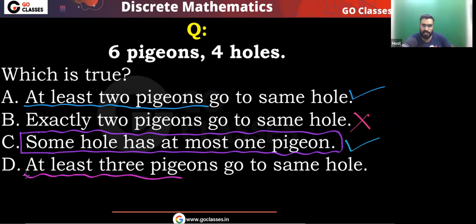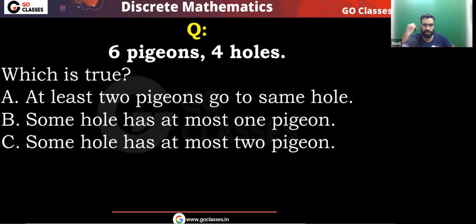What about this? At least 3 pigeons will go to the same hole. This is not guaranteed. Is this point clear? In this question, the beauty is option C. This option C is the beauty. Now let's move on. Tell me the answer for this question.